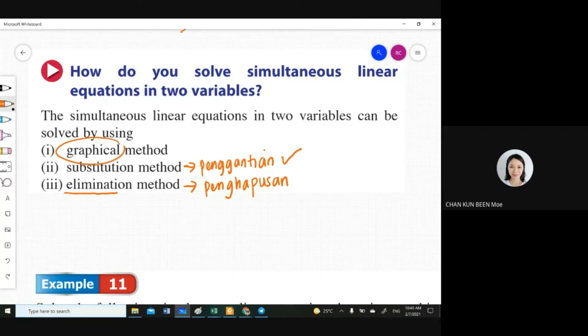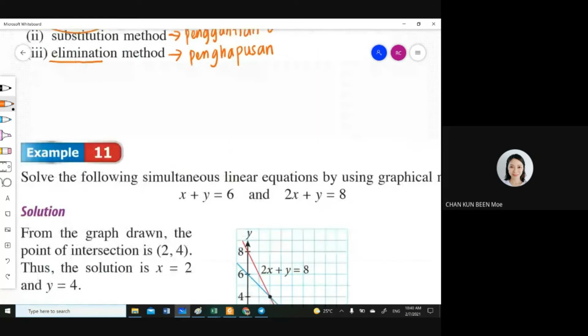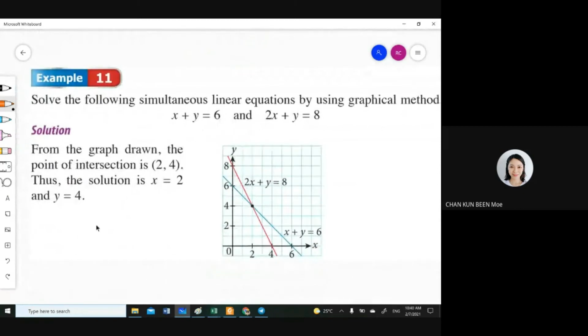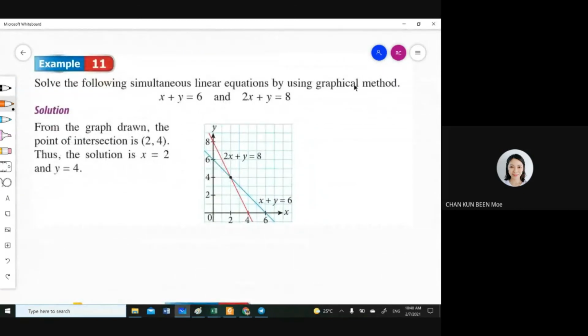Okay, I show you the example here. That is example 11, this one. Solve the following simultaneous linear equations by using the graphical method. So you can see from the question they will request what kind of method they want you to use. Okay, so you have two linear equations in two variables, x plus y equal to 6, 2x plus y equal to 8. Is the variable the same? Yes, right? The variables are x and y, so you can solve.